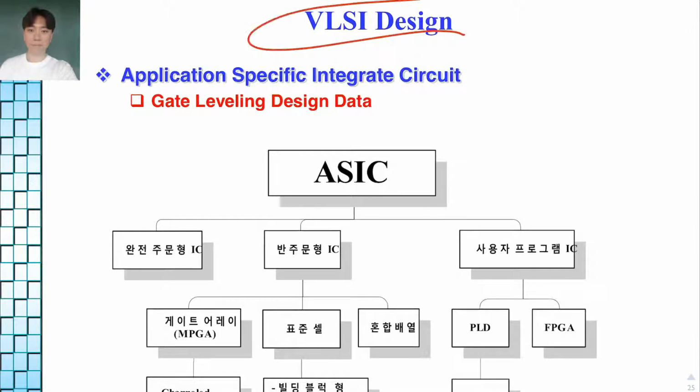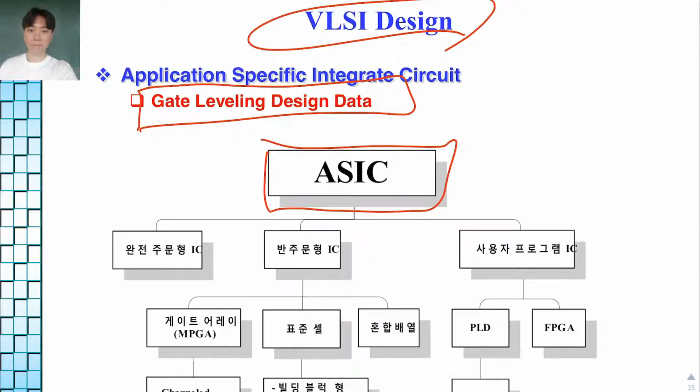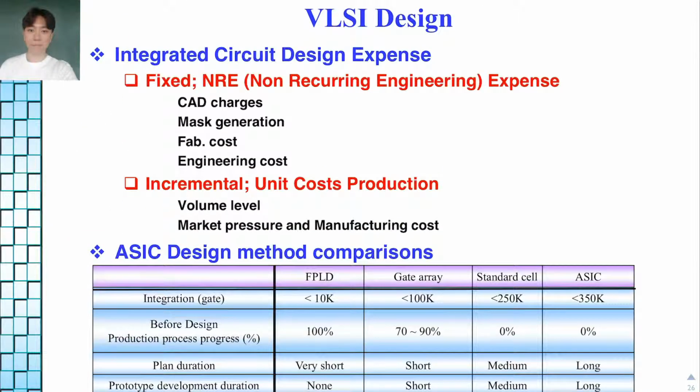And this figure is VLSI design. VLSI design gate level design data. This is ASIC and consists of this. And the cost of integrated circuit design is determined by CAD charge, mask generation, fab cost, and engineering cost.